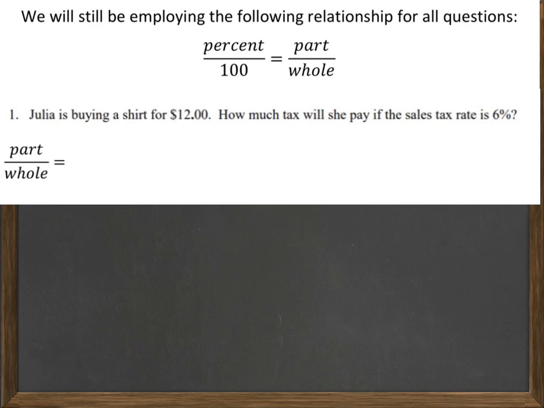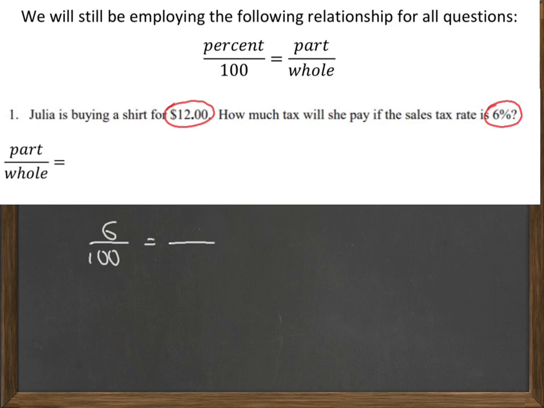It says, Julia is buying a shirt for $12. Remember, one strategy in word problems is to circle the important information, so let's circle $12. It says, how much tax will she pay if the sales tax rate is 6%? Remember from the previous video, as soon as I see a percent, I can rewrite it as a fraction, because percent means out of 100. So we have 6 out of 100 equals something over something.